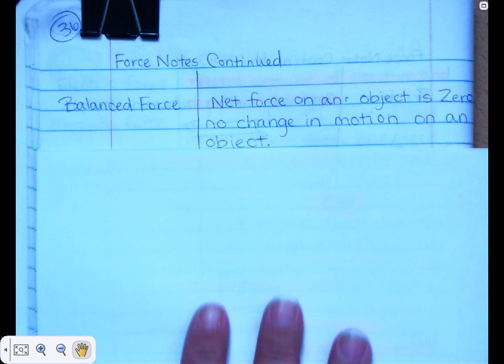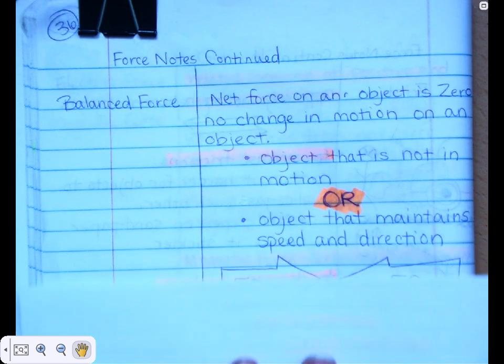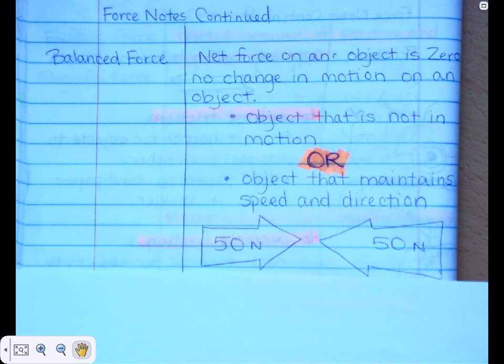Okay, so the next thing we're going to talk about, which kind of wraps everything together, is the difference between balanced and unbalanced forces. A balanced force is a net force on an object that has a zero net force, which means there's no change in motion on that object.